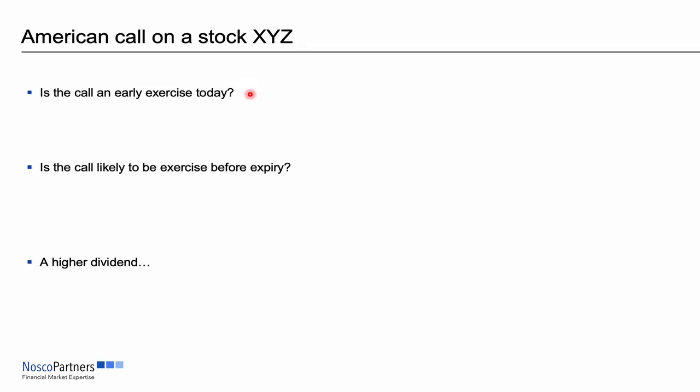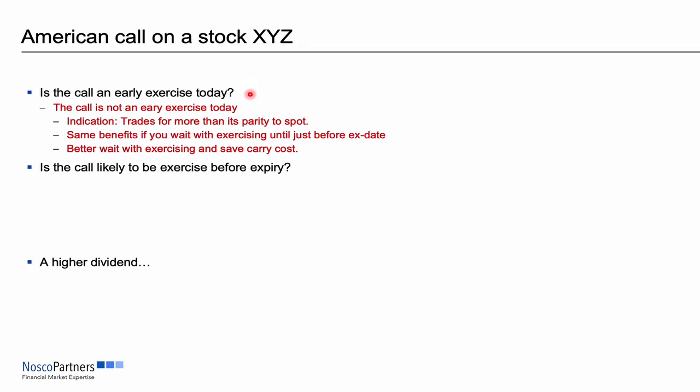First, is the call an early exercise today? We know it's not an early exercise today. Why? Because there's no benefit of exercising today. I better wait for a while. What are the benefits of early exercising? The benefits are the dividends. If I early exercise, I get the dividend. If I don't early exercise and wait until expiry, I don't get the dividend.